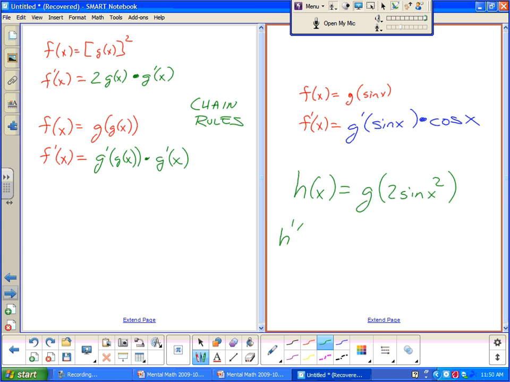And even more fun later on, probably not tomorrow, would be problems like this. And they ask you to find h prime of x, okay? This one's not too bad. Again, g prime inside stays the same. Now take the derivative of the inside, which is 2 cosine x squared. But now the argument wasn't just x, right? So now you got to times it by the argument derivative, which is 2x. All right? Multiple chain rules.